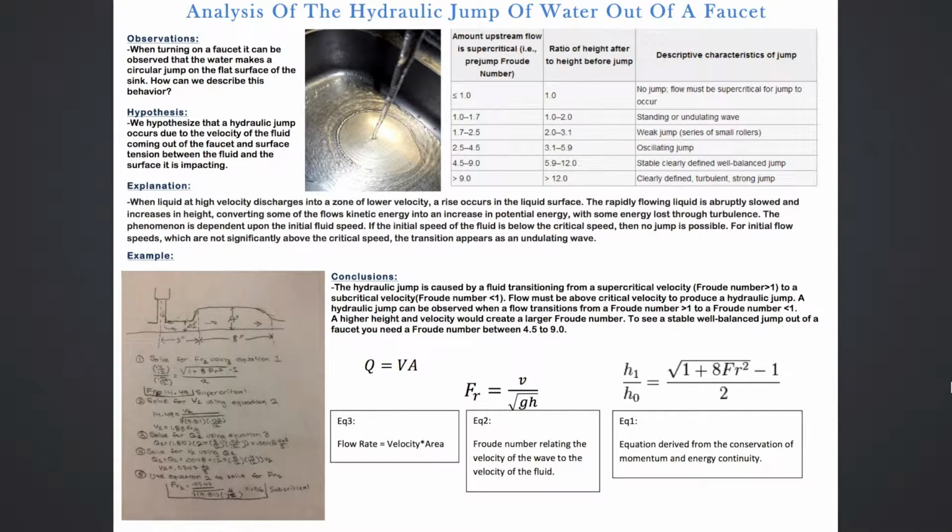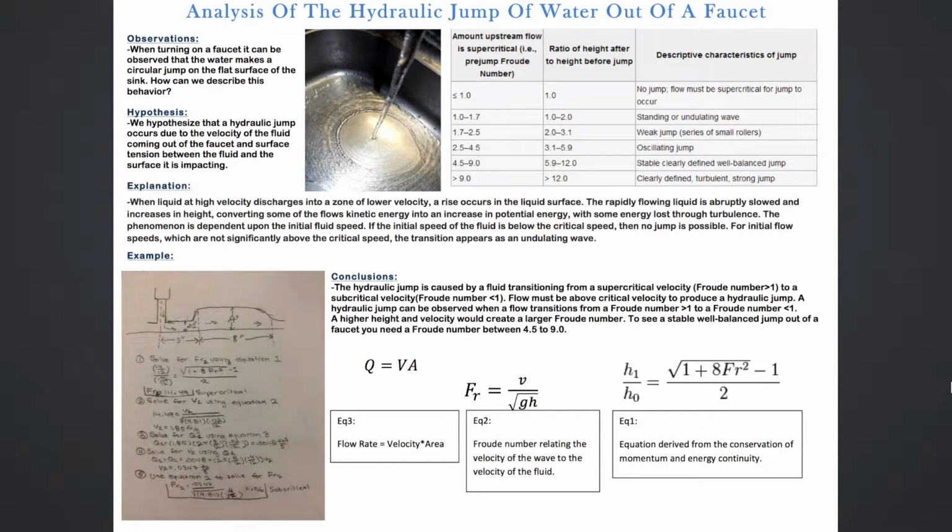Then in our second step, we solved for initial velocity by plugging our calculated Froude number into equation 2, which relates the velocity of the wave to the velocity of the fluid. Next, in our third step, we plugged our calculated initial velocity into equation 3, which is the flow rate equation. For our fourth step, since we know the initial flow rate equals the final flow rate, we were able to use the Q value found in the previous step to find our second velocity.